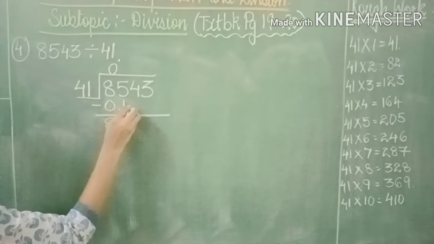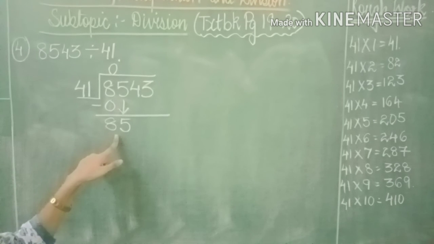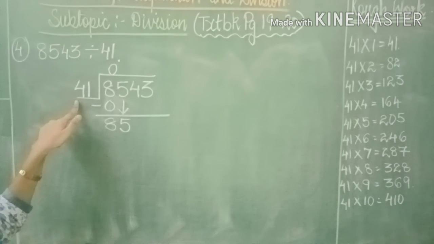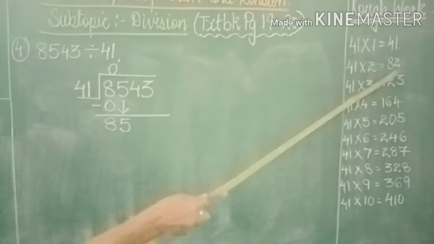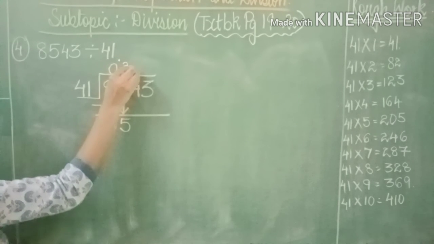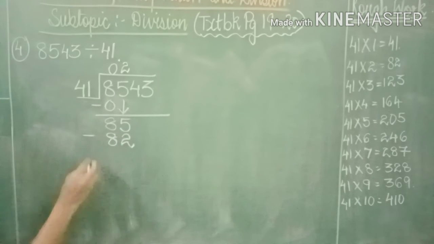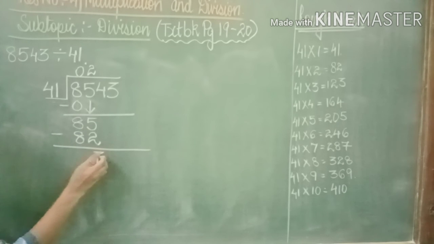Now we will take the next number, that is 85. As you can see, 85 is a bigger number, 41 is a smaller number, and in the table of 41 you can see it very clearly. 41 twos is 82. So we will be writing 41 twos is 82 with a minus sign, and then we subtract. 85 minus 82, the answer will come as 3.